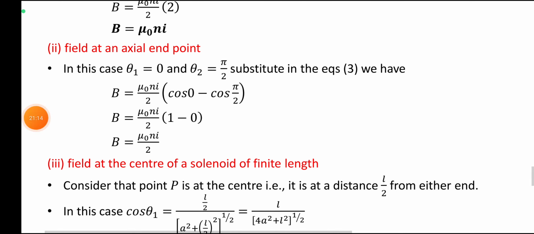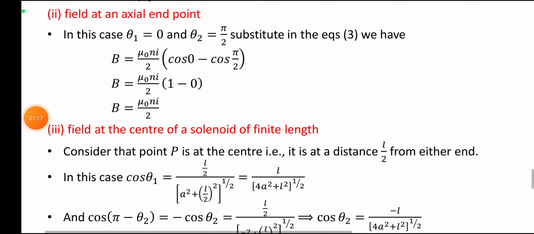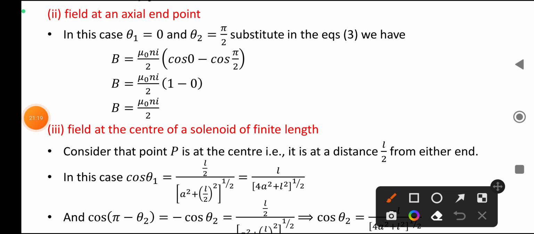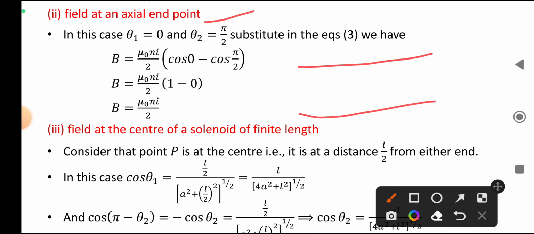Second case, what is the second case? The field at an axial point, at an end point. Now it is not in the middle. Take it at any one of the ends. For this, I am going to take the left end only. Let it be the left hand and the right hand, but the right hand is at infinity. The left hand is here, the right hand at infinity. Let this be the axis, and take a point at this end.